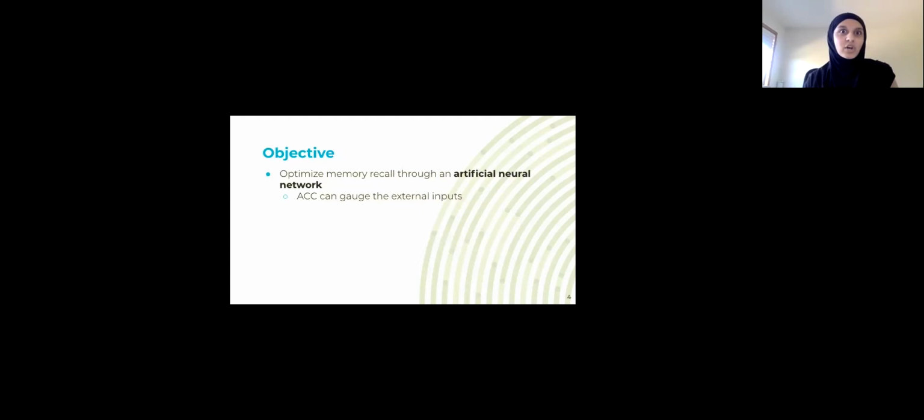So what is our objective? The ultimate goal of this project is to optimize memory recall through specific inputs to an artificial neural network. The hypothesis is that the ACC, or anterior cingulate cortex, can gauge the external inputs to the network to optimize memory recall.